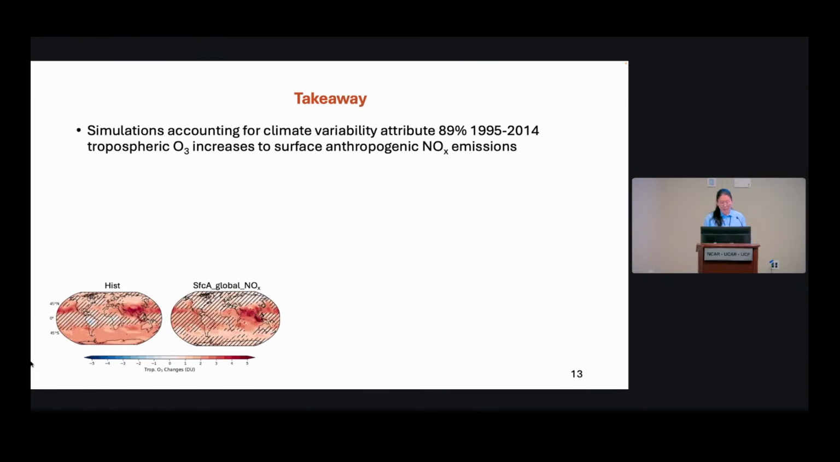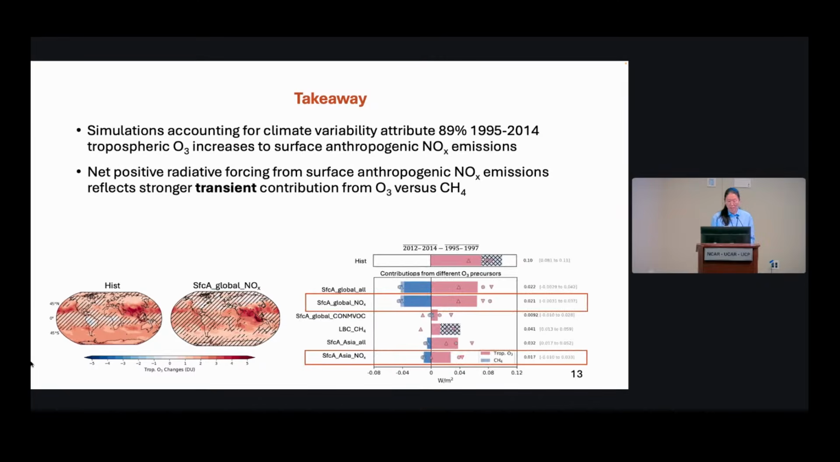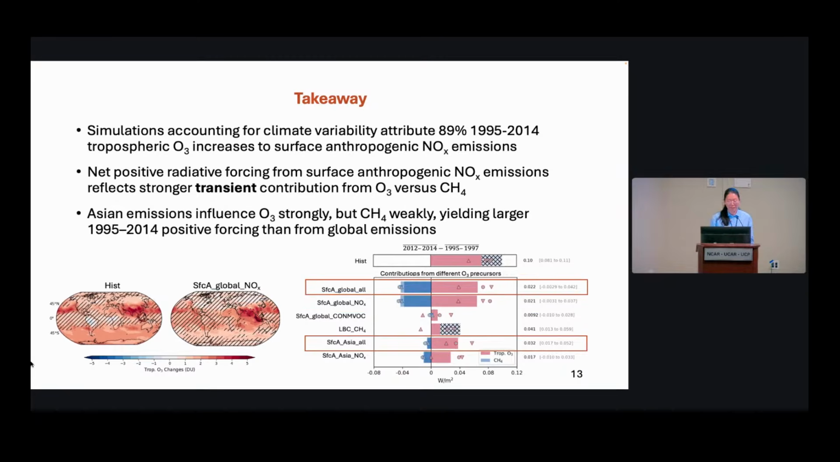Okay, so the main takeaways are: the simulations accounting for climate variability attribute about 90% of the post-2000 ozone increase to the surface NOx emissions. And then the net positive radiative forcing from the surface NOx emissions reflects a stronger transient contribution from ozone versus methane. And the third part is that the Asian emissions influence ozone strongly, but methane weakly, yielding larger net radiative forcing than the global emissions.